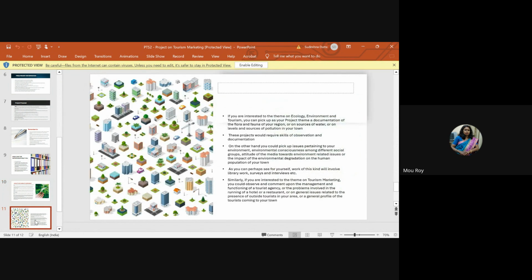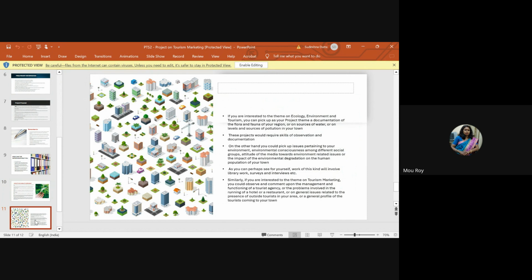Okay. Now, if you're interested in a theme on ecology, environment, and tourism, you can pick up your project theme, a documentation of flora and fauna. That is for your first step, and of course, it requires observation and documentation. On the other hand, you could pick up issues pertaining to your environment, environmental consciousness, environmental degradation, and all this. Similarly, if you are interested in the theme of tourism marketing, you could observe and comment upon the management and functioning of a tourist agency, or the problems involved in the running of a local hotel.